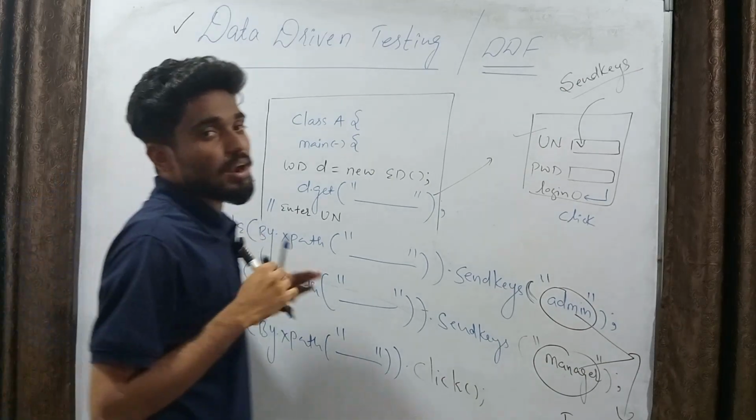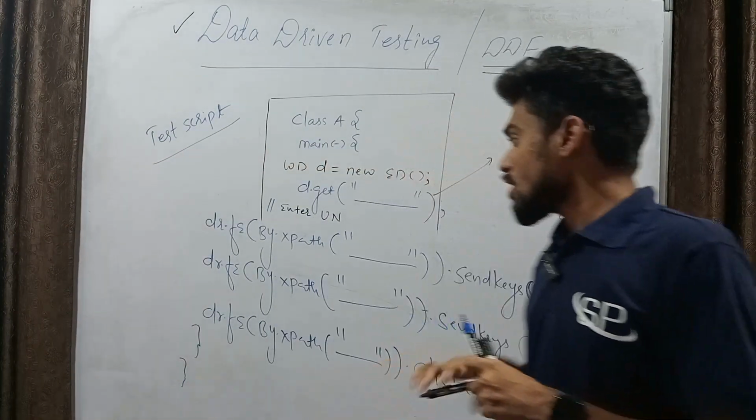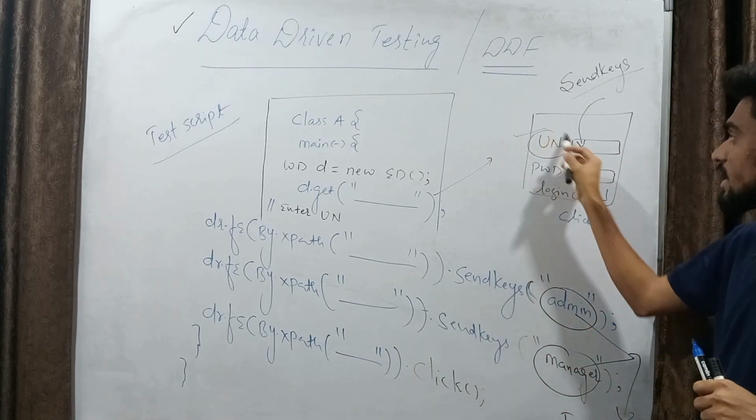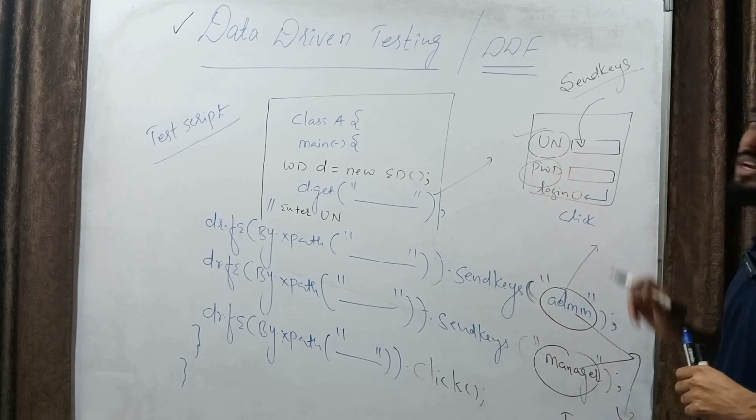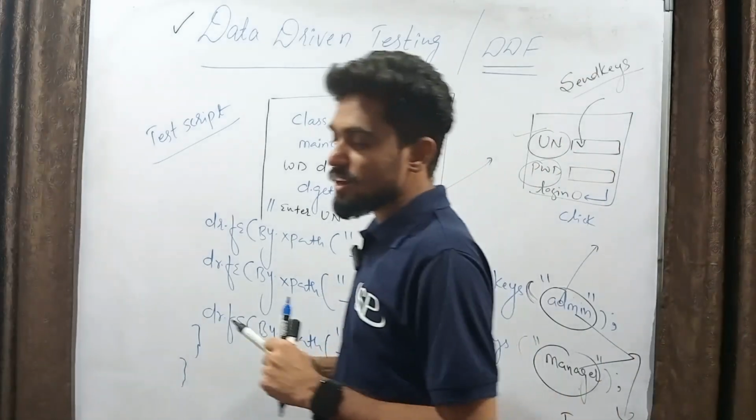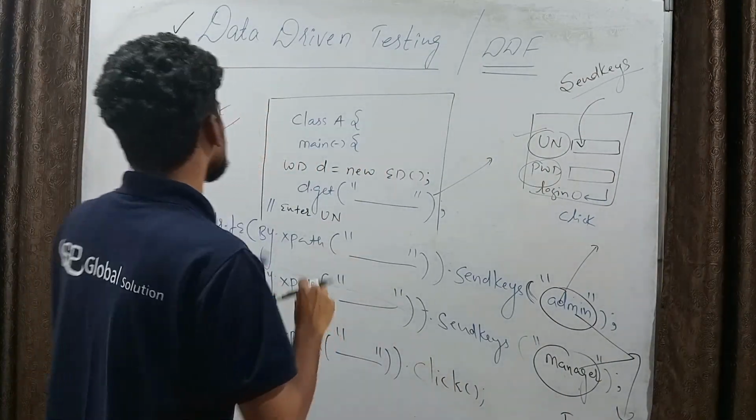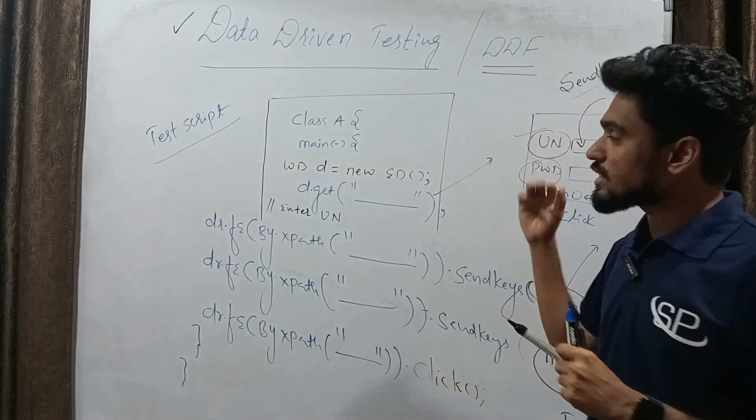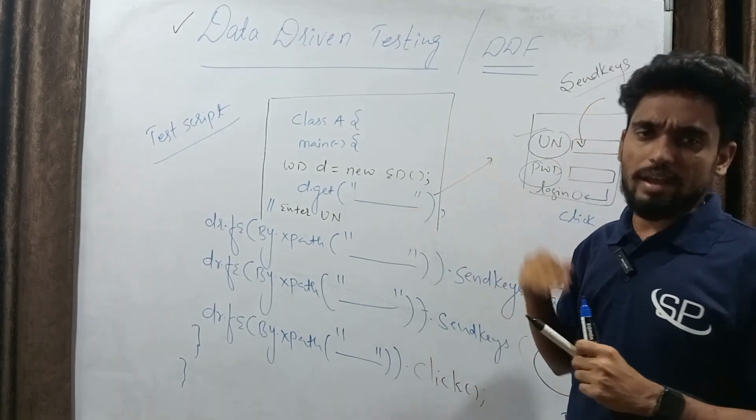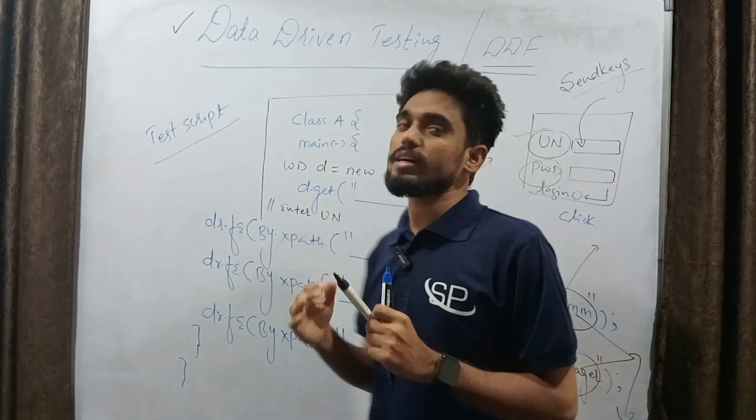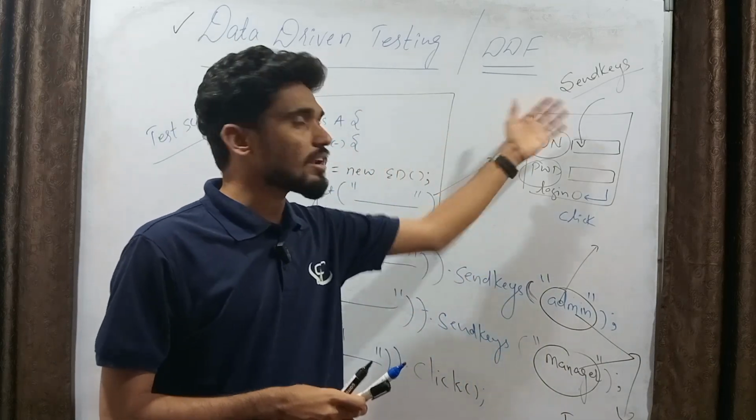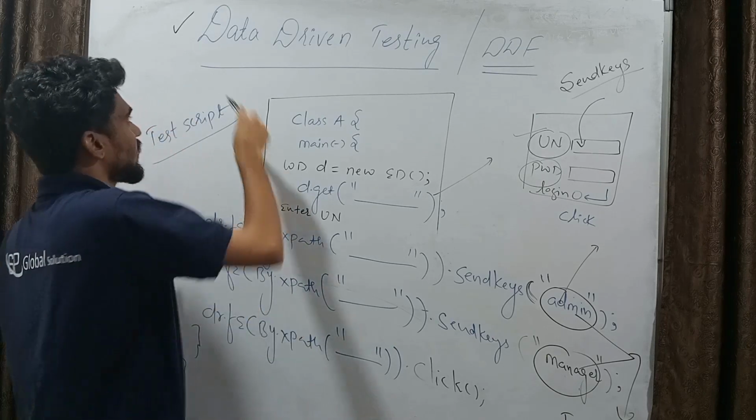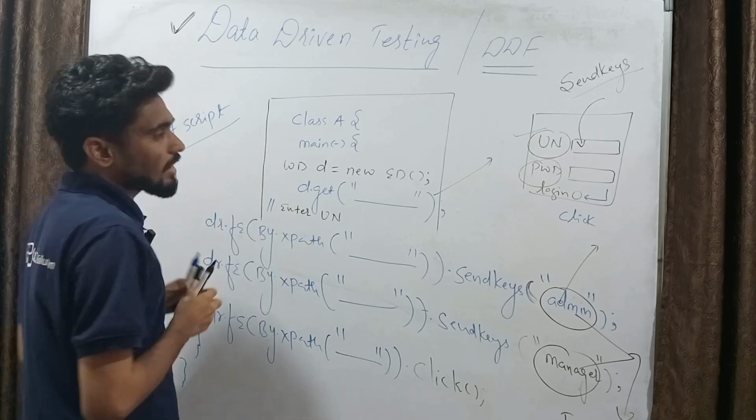So what is meant by data driven testing or data driven framework here? We can store this admin and manager, the username and password, inside external resources. What are the external resources? For example, you can store them in a property file, in an Excel sheet, even in JSON or XML files. These are some external resources. We need to store the test data inside the external resources and fetch them by using third parties. That process is called the data driven framework or data driven testing.